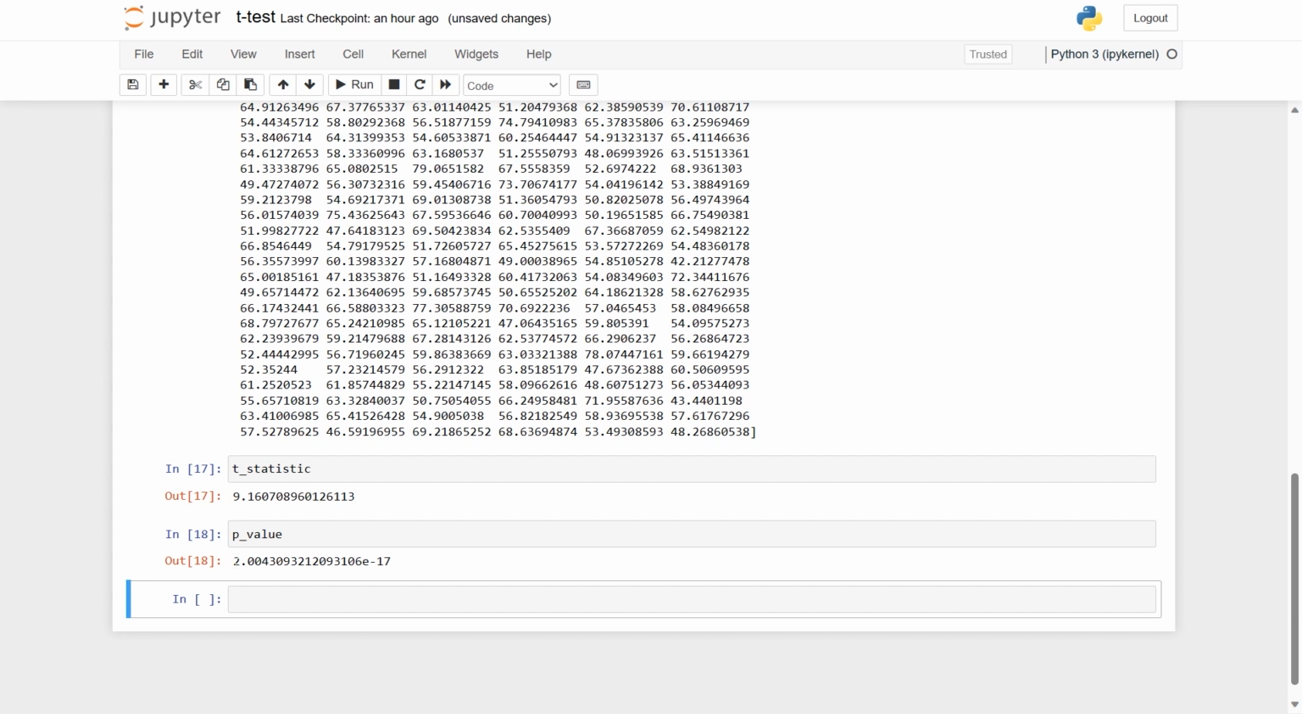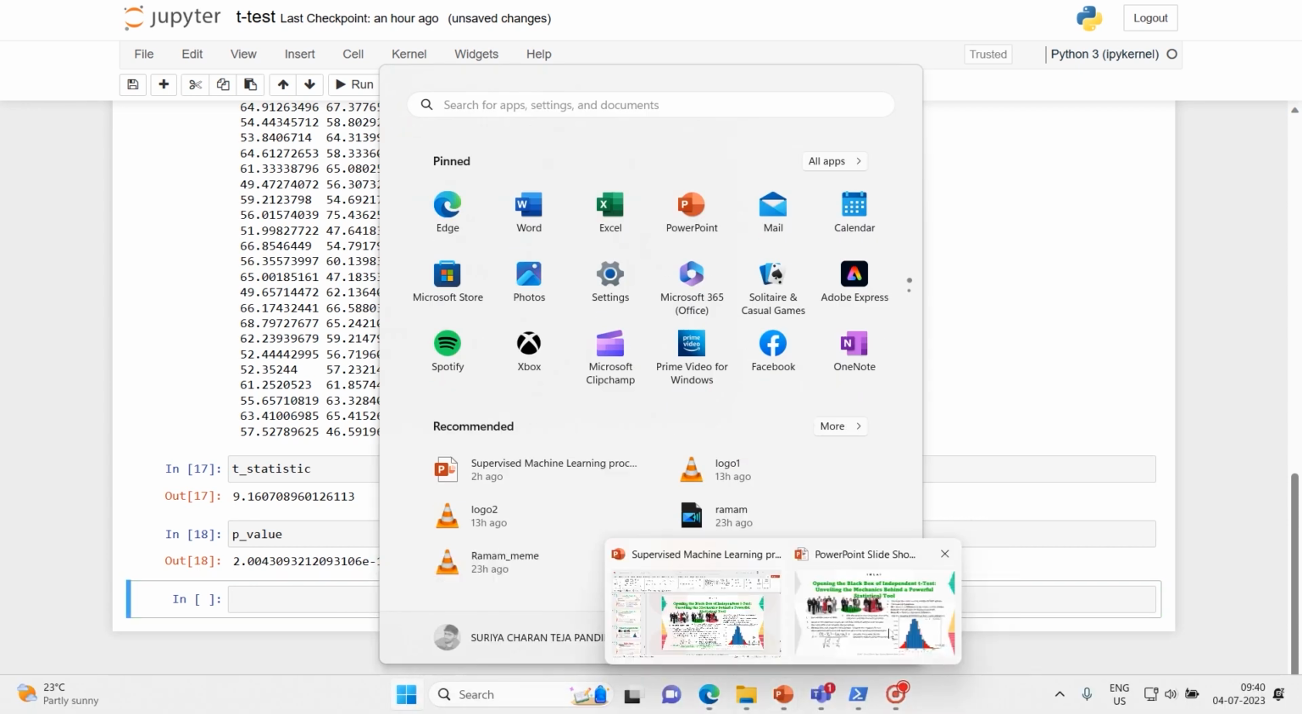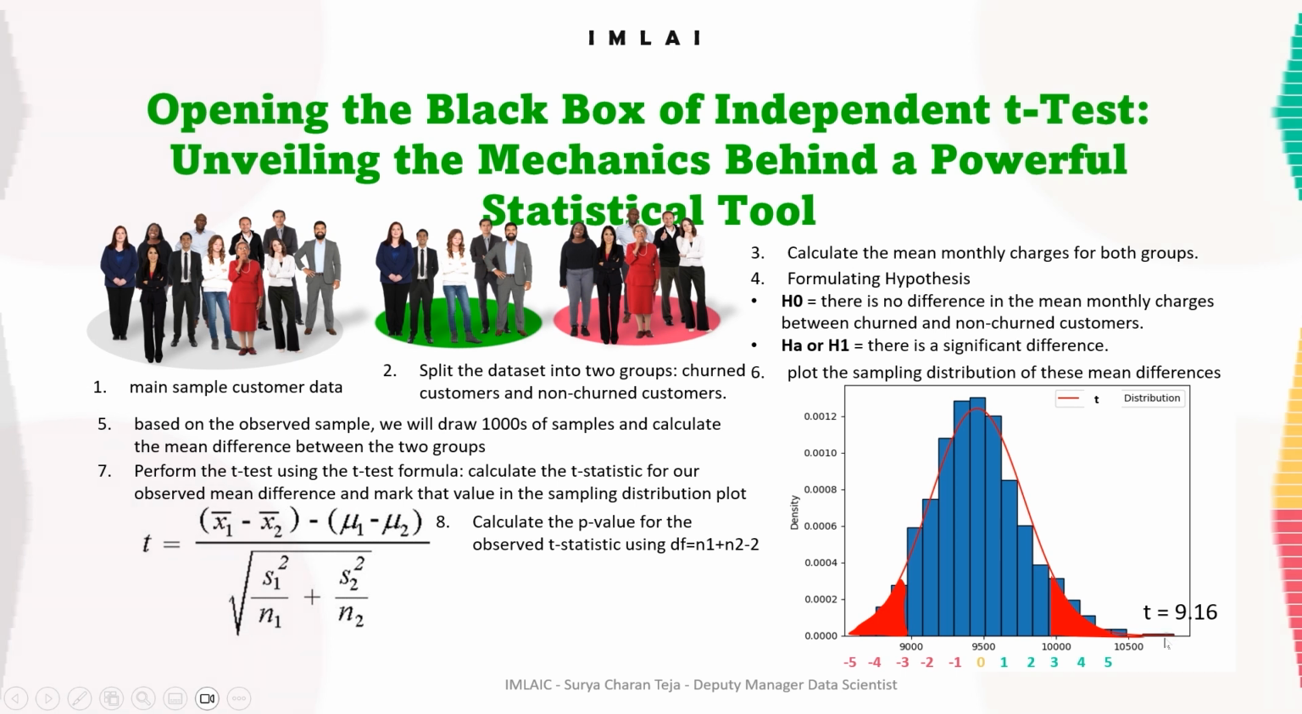The p-value that I got is very small, maybe 2.004 times 10 to the power minus 17. How small is 10 to the power minus 17? It's too small. That's the reason our p value would come somewhere here. 0.0002 is at this level, and 0.000002 comes somewhere here, exactly here.